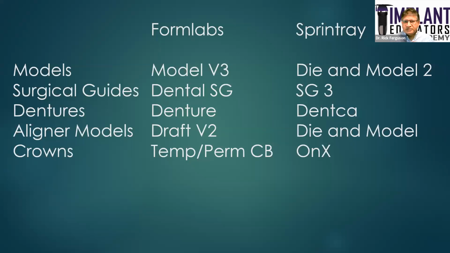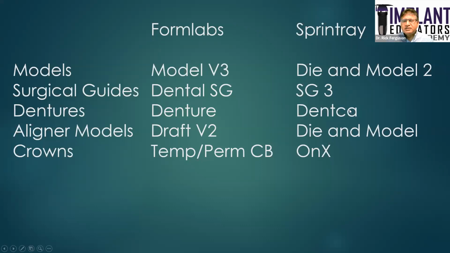the speed of the resins, which is interesting because Formlabs has been known as a slow printer, but their Model V3 resin has actually allowed their current line of printers to print much faster, at least a 30% increase in speed. So as the companies develop new resins, they will change the name of the resin, even though the application is the same. So SprintRay is on their 3rd generation surgical guide resin.